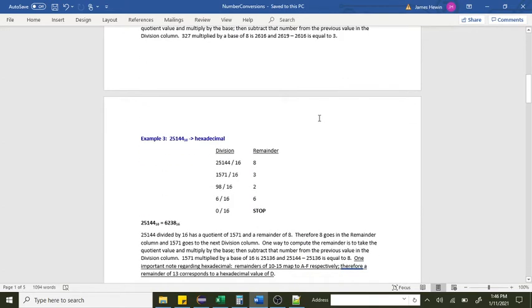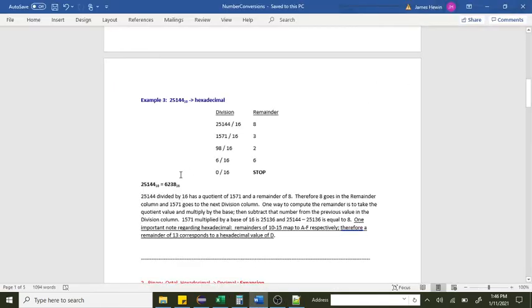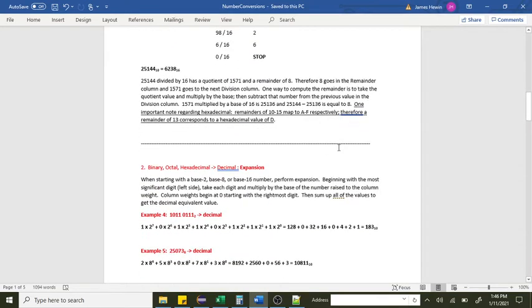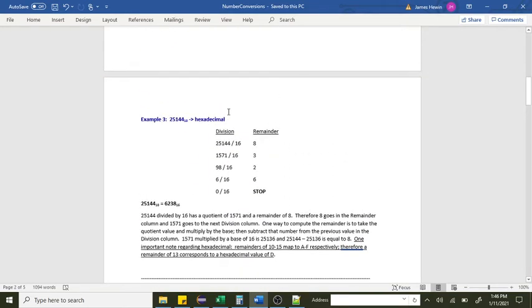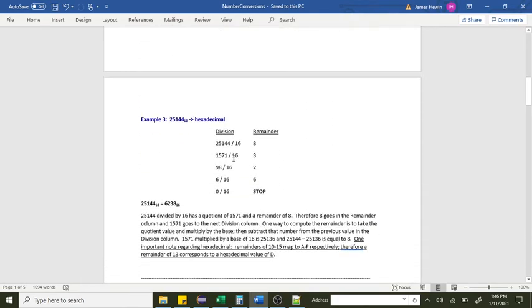Well, what about hexadecimal? Hexadecimal is going to have 16 numbers. Once you get to 10, from 10 to 15, you need to use A through F. All right, so let's look at hexadecimal. We're going to start with the number 25144. And again, we're dividing by the base that we're going to, so now we're dividing by 16. We're not dividing by 8. We're not dividing by 2. We want to divide by 16.